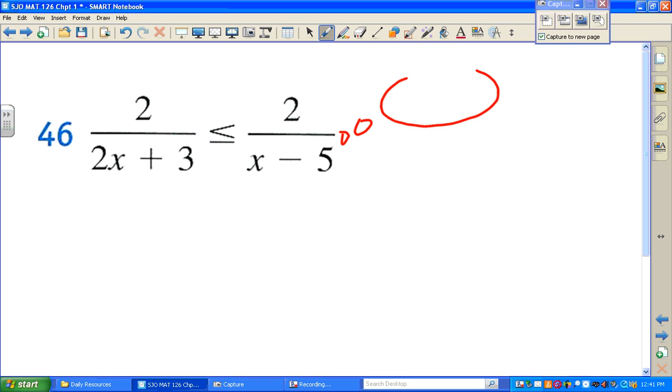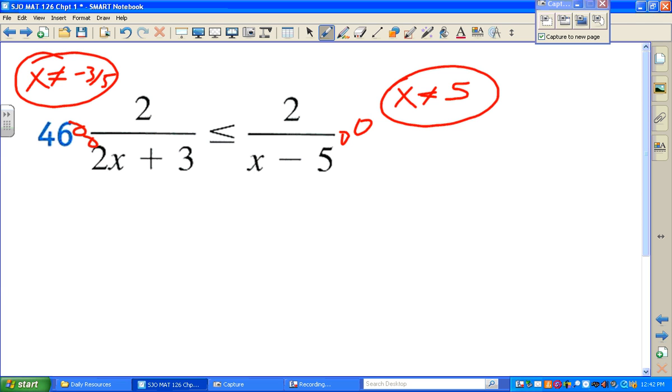So what can't x equal? X can't equal 5. Or x cannot equal negative 3/2. Okay? So far, so good? Now that I've established that, I can go ahead and cross multiply. Last time I kept the denominator, which is fine. You can do that. But I think now I'm going to cross multiply. 2x minus 10, less than or equal to 4x plus 6. As long as you establish that x can't equal, I think it's fine.